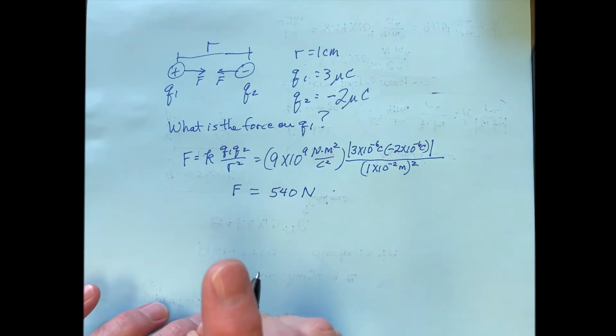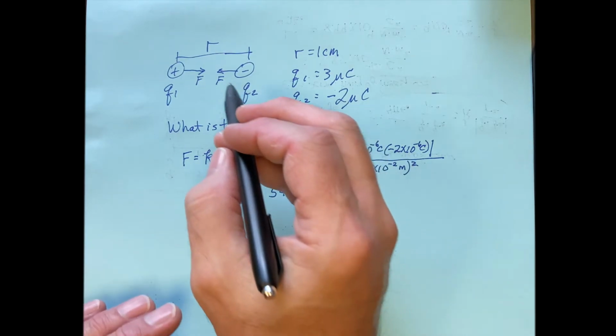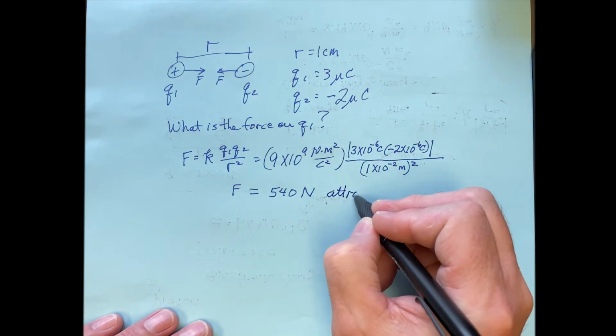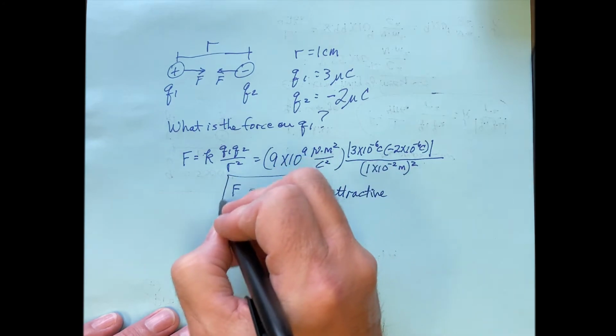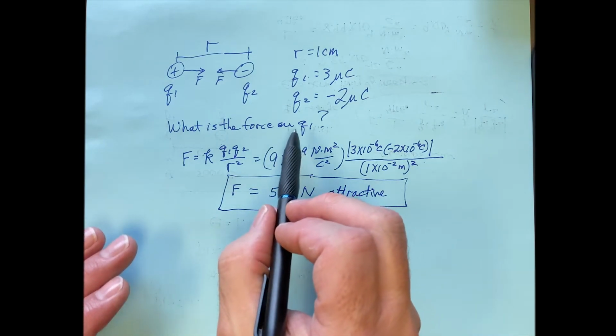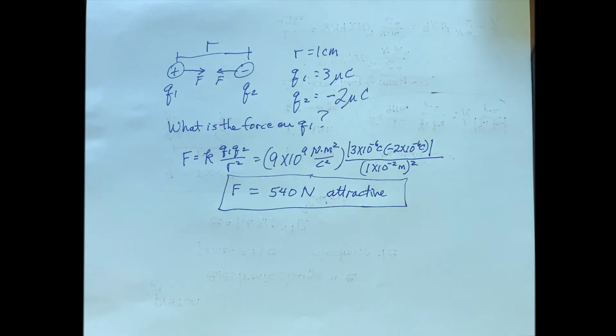Now, remember, anytime you write a force, it must have a magnitude and a direction. This is the magnitude. Well, how do I specify what the direction is? The easiest way to do that is just to say it is attractive. So there, put a box around your final answer. This is the force that we're after. So this is the force on Q1 due to the presence of Q2. Now, if I asked it the opposite way around, what is the force on Q2 due to the presence of Q1? The answer is still the same. It is an attractive force, and it's still going to be that value. In fact, that's Newton's third law.